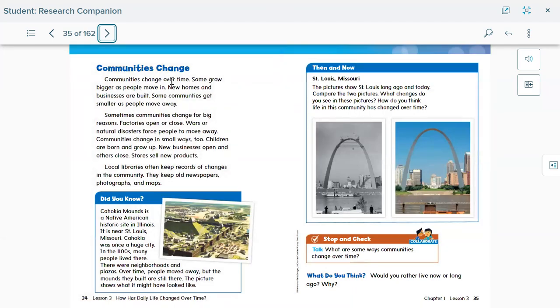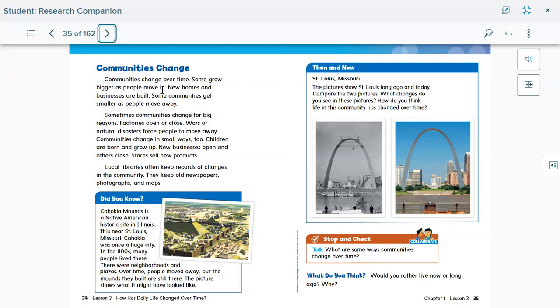Communities change. So we saw the changes in school. We also saw how chores for children were different. We also learned and saw how homes were different, inside and outside. Now let's see communities. Communities change over time.